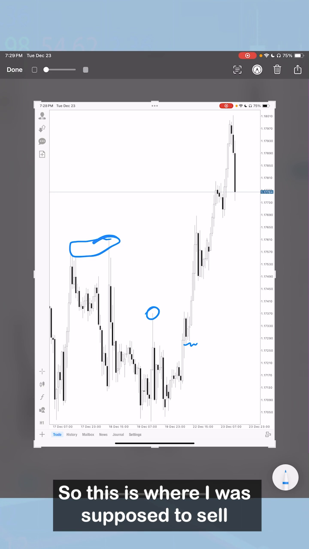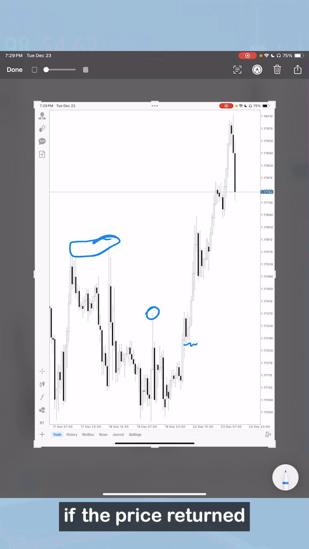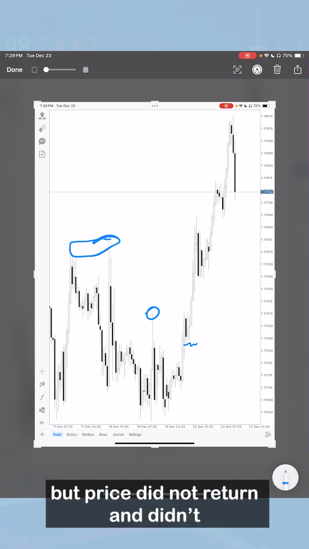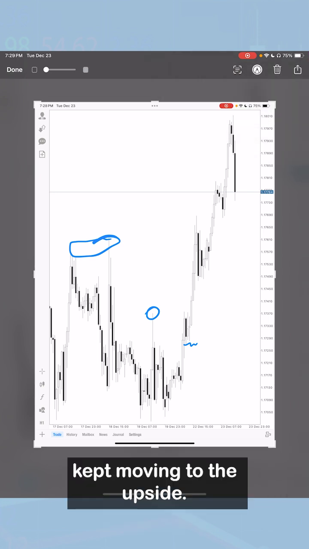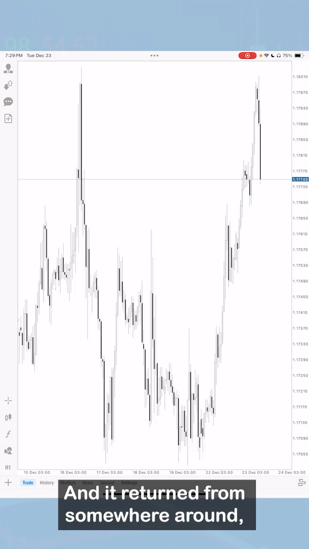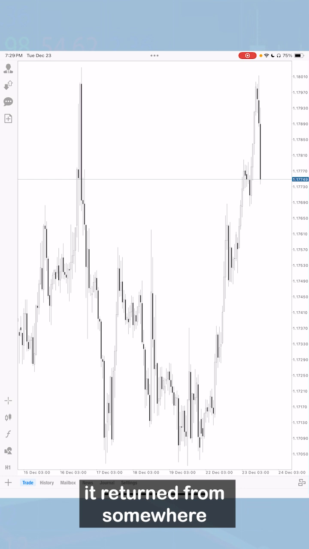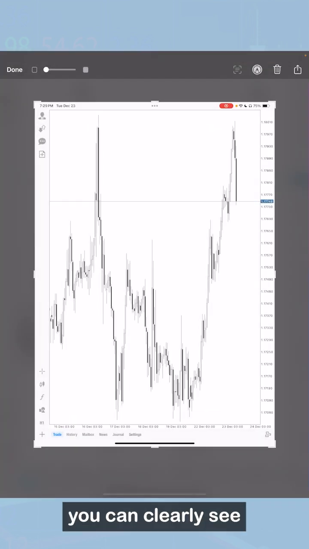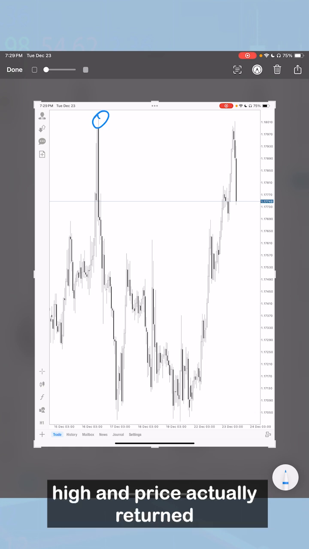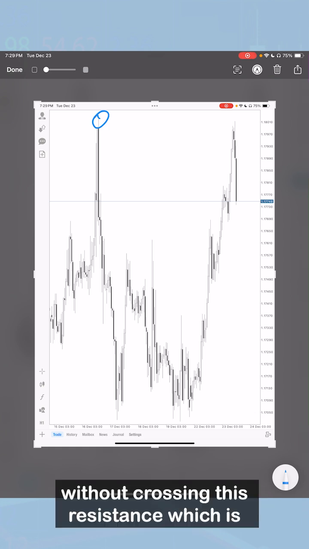So this is where I was supposed to sell if the price returned, but price did not return and didn't give us a chance to sell, and price kept moving to the upside, and it returned from somewhere around the previous swing high. So here you can clearly see that this is the previous swing high, and price actually returned without crossing this resistance, which is a bearish sign.